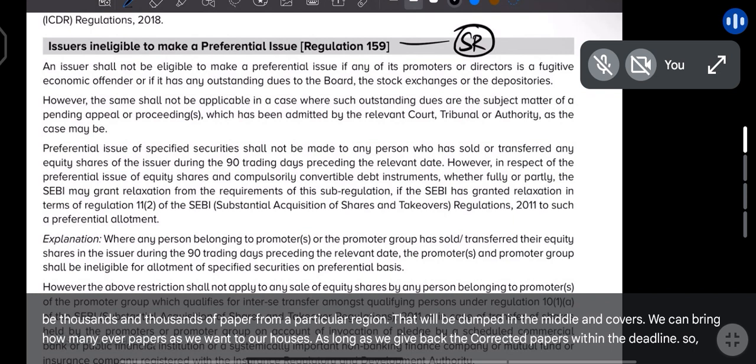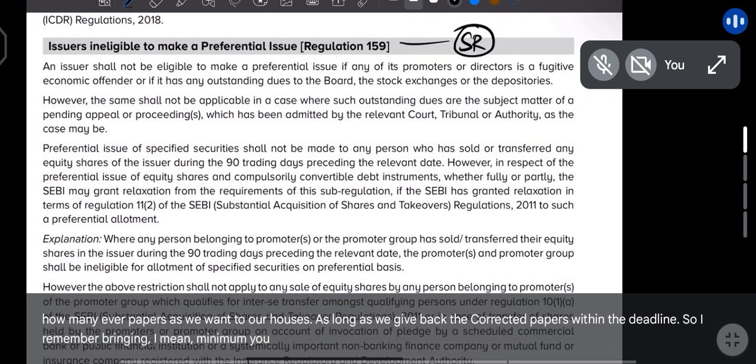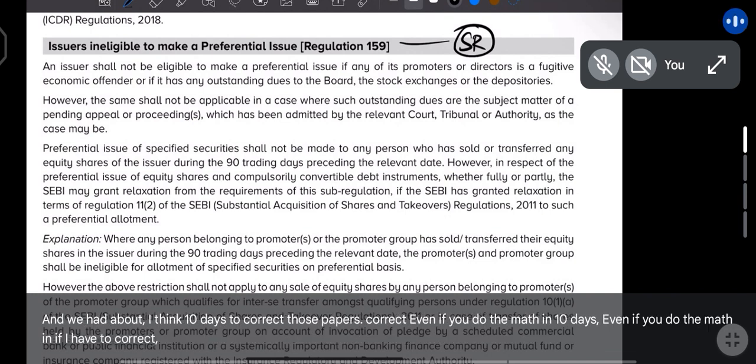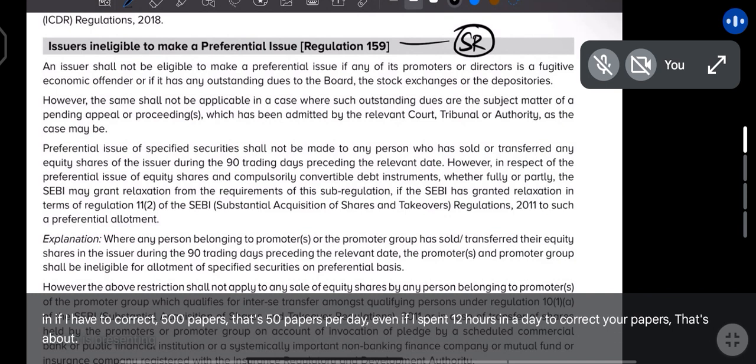So I remember the minimum you can bring is 500. And we had about, I think, 10 days to correct those papers. Even if you do the math, in 10 days, if I have to correct 500 papers, that's 50 papers per day. Even if I spend 12 hours in a day to correct your papers, that's about, if I do, let's say, 10 minutes per paper, that's about how many?